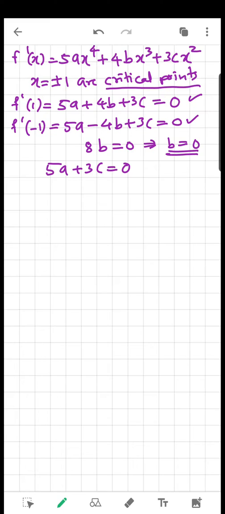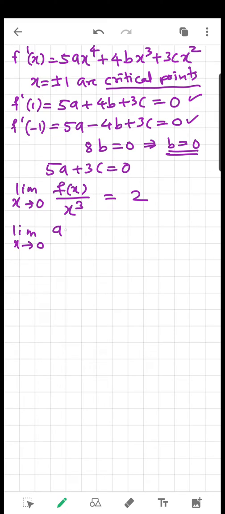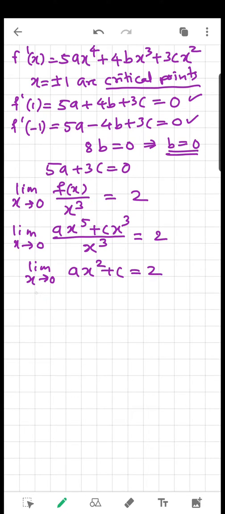Now we will need something else to find the value of c. Now we have limit x tends to 0 of f(x) upon x cube, that is equal to 2. So limit x tends to 0 of (ax to the power 5 plus cx cube) upon x cube, that is equal to 2. So that is limit x tends to 0 of (ax square plus c) equal to 2. I hope you know that if we apply x is equal to 0, c is equal to 2. So we got the value of c. If c is equal to 2, what is the value of a?